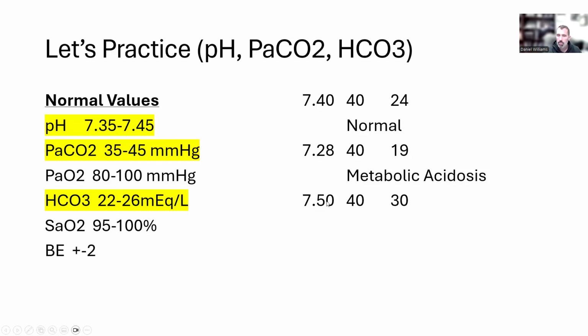So I'll come down to the next blood gas, 7.50, 40, and 30. PaCO2 is 40. That bicarb is 30. If I look at the pH first, I have an alkalotic pH. I have to determine the cause of that alkalosis. It's not the respiratory component. That value is normal. That bicarb is elevated. If I remember those relationships, if bicarb goes up, it brings pH up with it. This is a metabolic alkalosis.